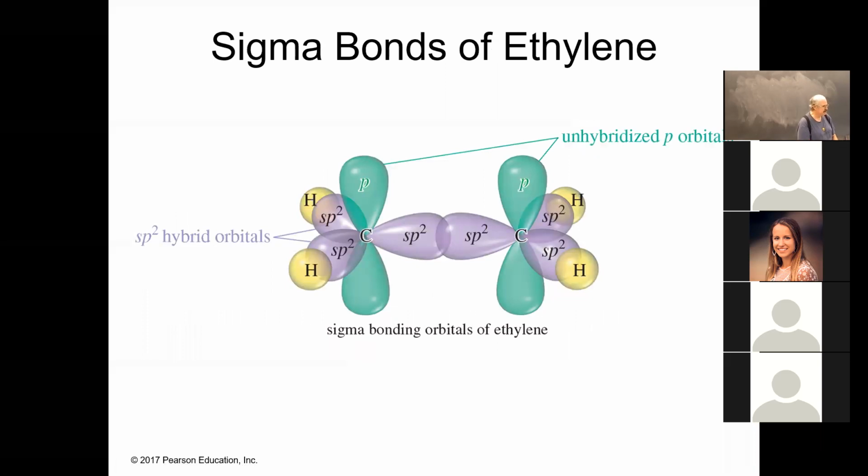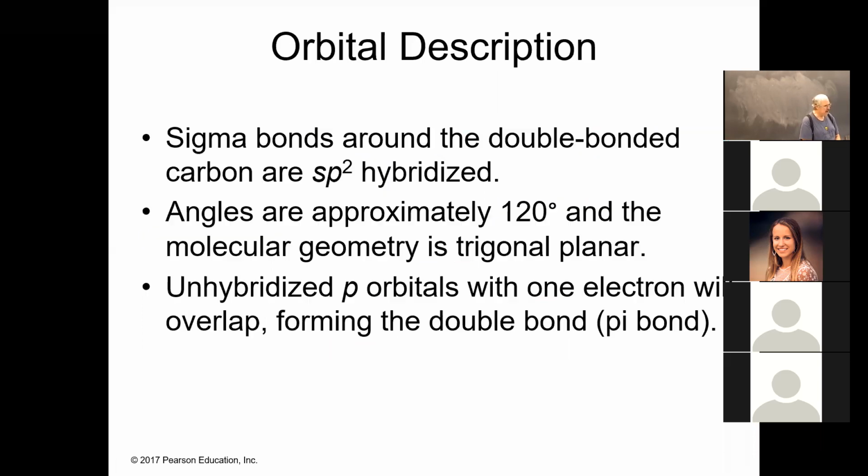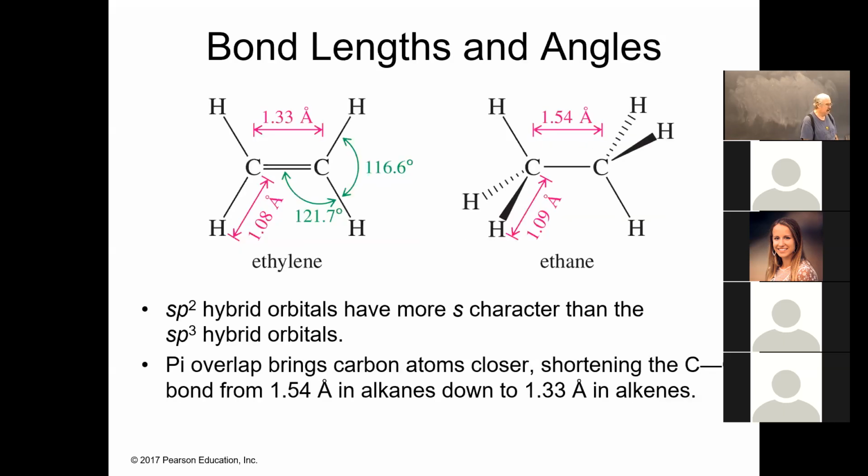Again, this is the orbital structure of an alkene. The double bond consists of a sigma and a pi bond. The carbons in an alkene are sp2 hybridized. They're trigonal planar, and the bond angles are approximately 120 degrees. What this illustrates is that both the CC bond and the CH bond are shorter in an alkene than in an alkane.